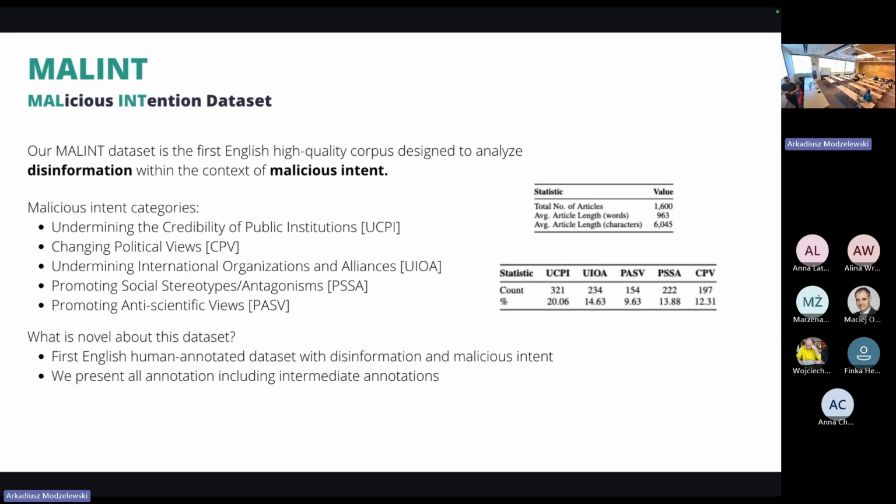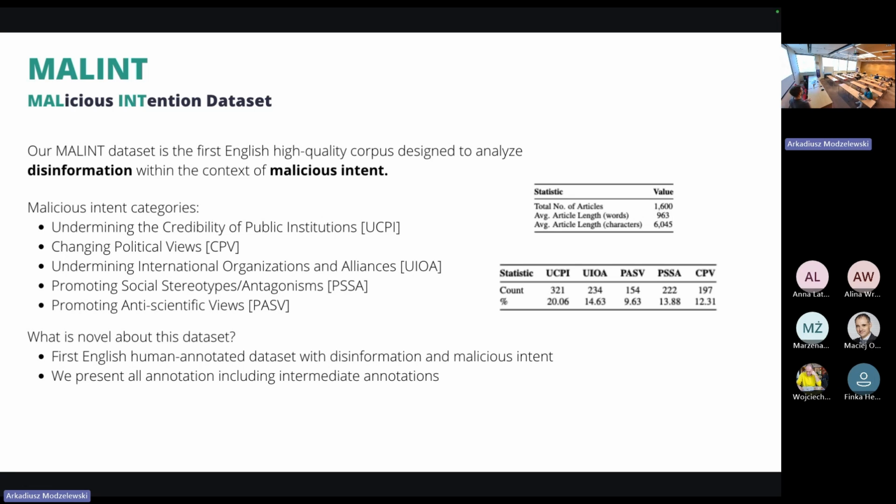The next dataset, which is under review now, is Malint. Malint is the first English high-quality dataset annotated also by fact-checking experts, but this time also with the help of students. And it's designed again to explore disinformation in terms of malicious intent.